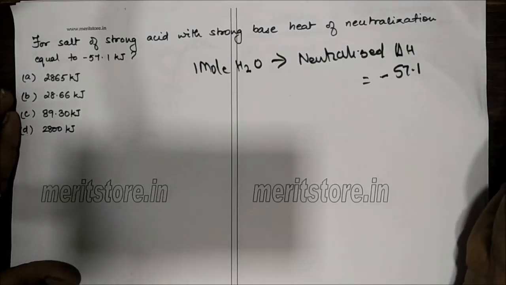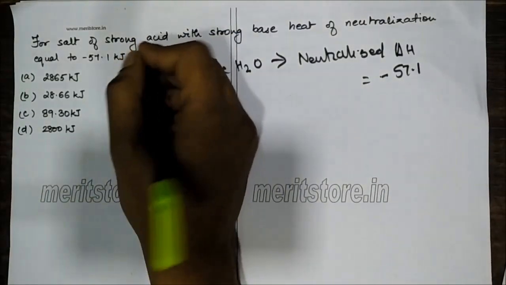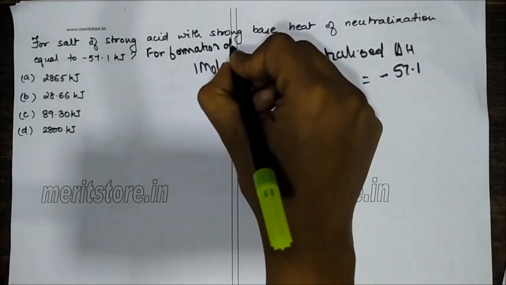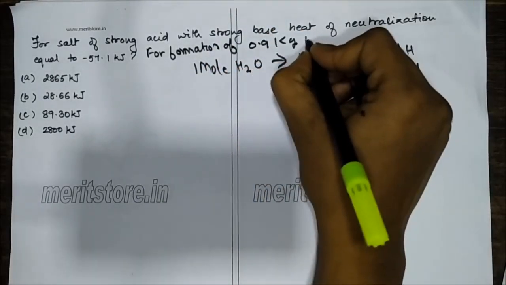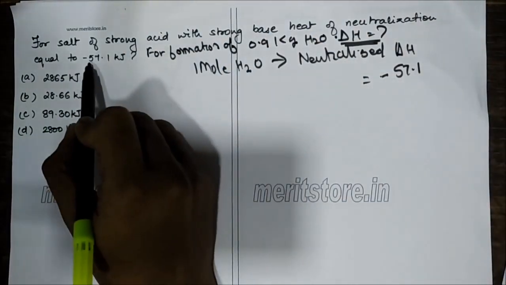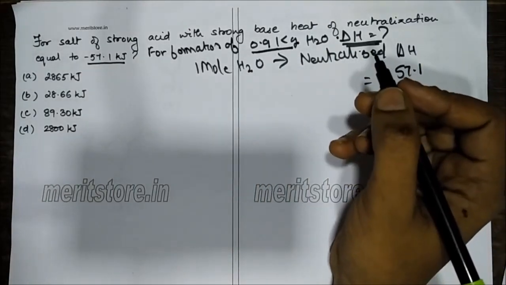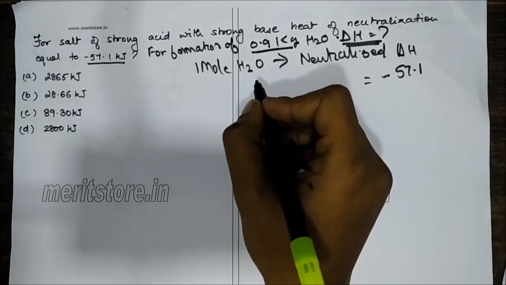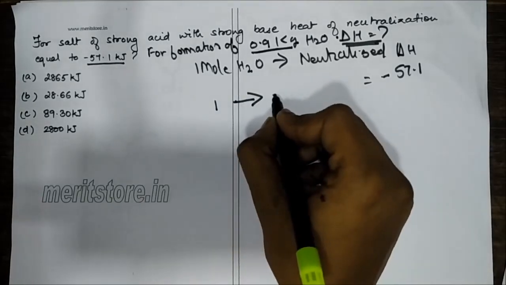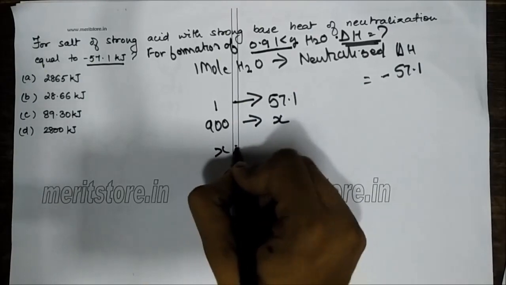Now, in this question it is said, for formation of 0.9 kg of water, delta H would be how much? So this is the question asked. Delta H for 1 mole of water is given to you and you are being asked for 0.9 kg. So 0.9 kg, multiplied by 1000, will be 900 grams. For 1 mole it is 57.1, so for 900 grams it would be x.